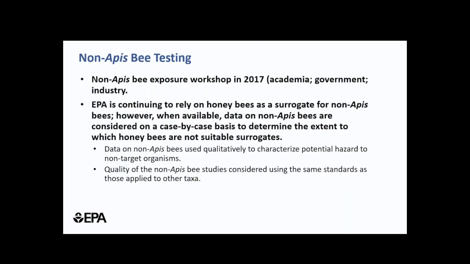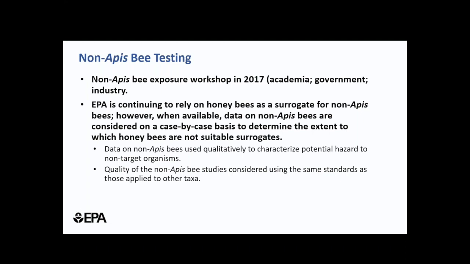As discussed during the previous webinar, EPA is continuing to rely on the honeybee as a surrogate for non-apis bees. In 2017, EPA hosted an international workshop facilitated by the Pollinator Partnership with researchers from academia, government, and industry examining exposure pathways for non-apis bees. The workshop indicated that while honeybees may be reasonable surrogates in terms of exposure through diet and via contact, there is uncertainty regarding the extent to which honeybees are protective for exposure of developing bees through contact with soil or with leaf materials. At that time, there were insufficient data to resolve those uncertainties.